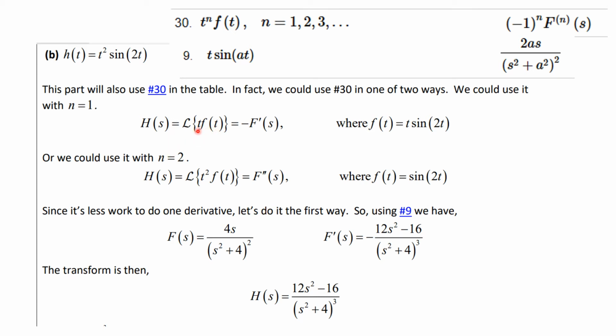and we could have one t stripped off and the other t sitting here with f of t, and we were taking a first derivative of the transform of f, but that would be taking a product rule, t sine of 2t, or we could use it with n equal 2. And if we do it with n equal 2, we would have t squared f of t, but now f of t would be this, and you would have to be taking the second derivative.